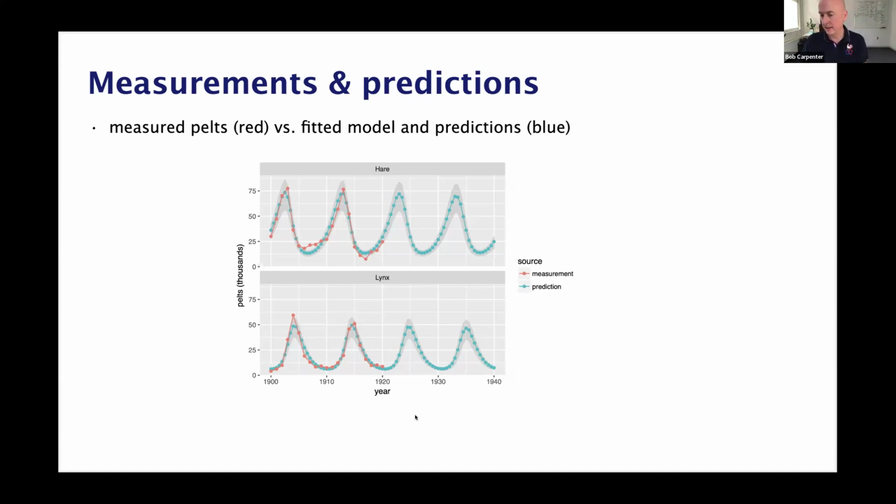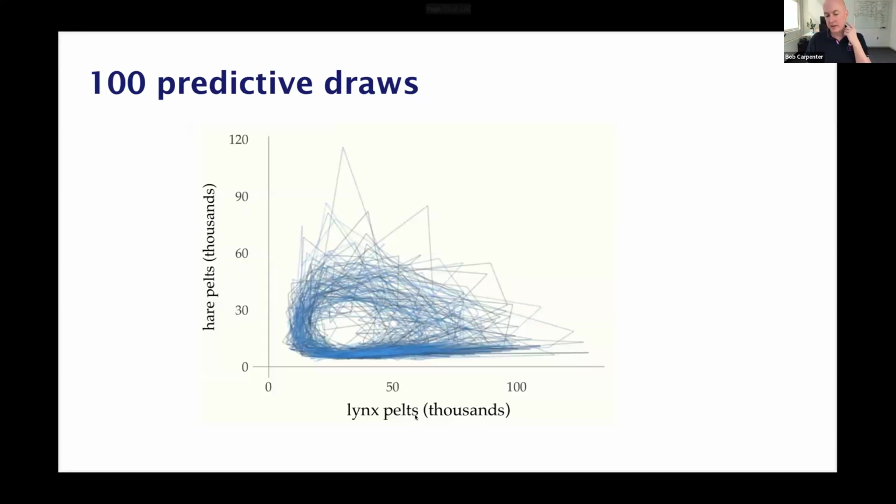That's why this is the hello world example for solving differential equations. It actually fits really well. Here's what 100 posterior predictive draws look like. I just take 100 draws of those parameters and see what the orbits would look like in terms of the pelts. Again, lynx versus hare over time, right?